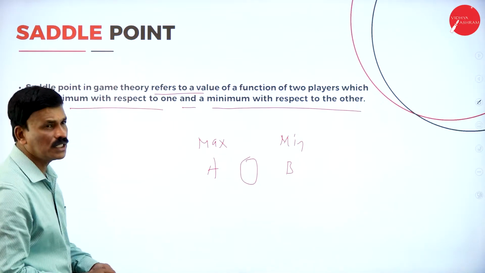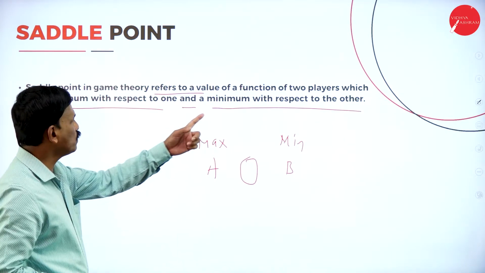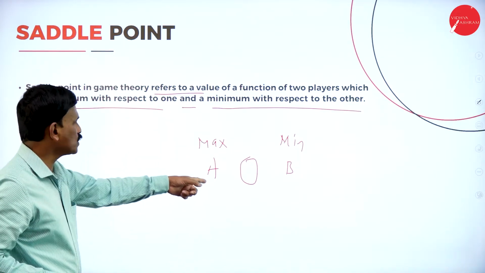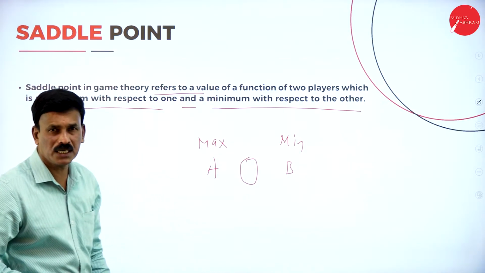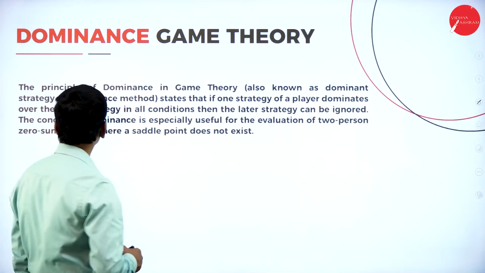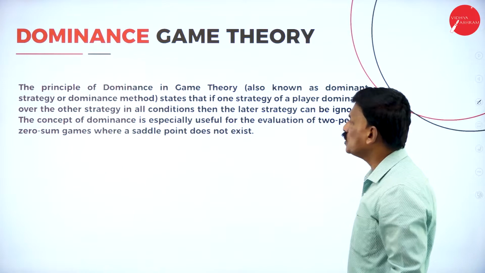So saddle point in game theory refers to a value of a function of two players which is maximum with respect to one and minimum with respect to the other player. Now let us come to the dominance theory, dominance in game theory.